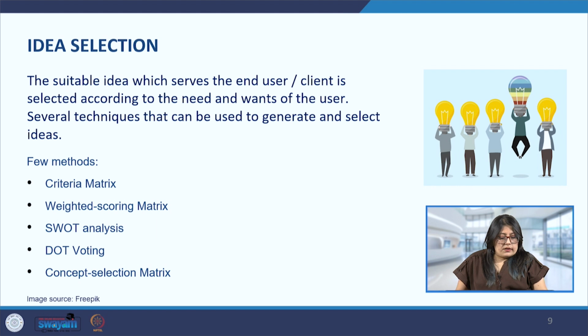Then we have the weighted scoring matrix. So this is a matrix again based on the criteria. So there is some weightage that is given, and based on that weightage the criteria are evaluated and added up. Now the concept selection matrix is quite similar to the weighted matrix, wherein all the concepts are put together, and there we are selecting the concept that best fits the requirement. So all of these methods are equally competent in determining the selection of the idea.